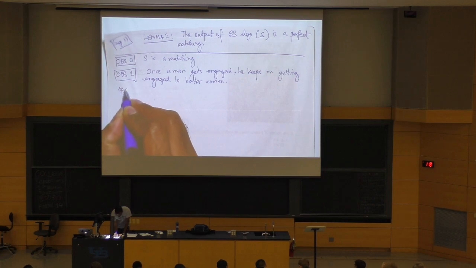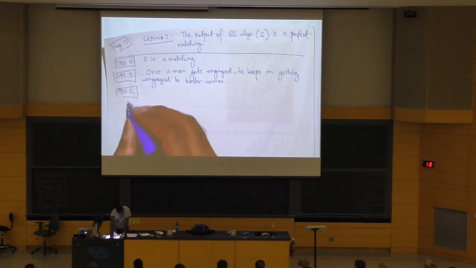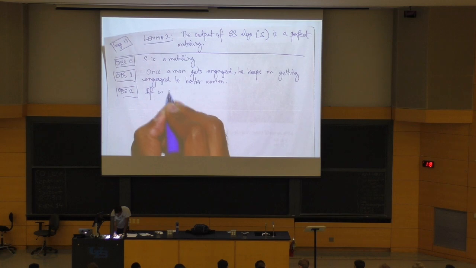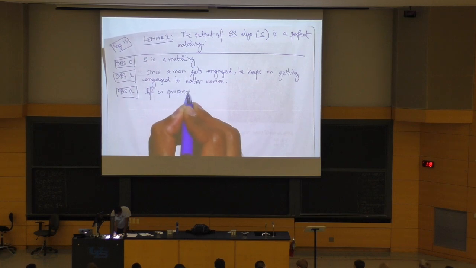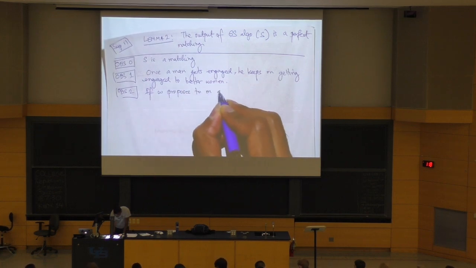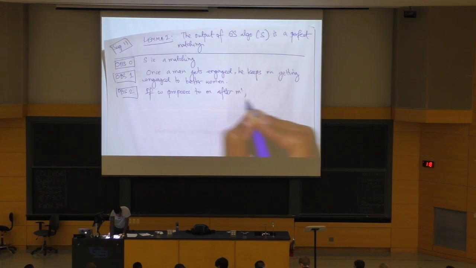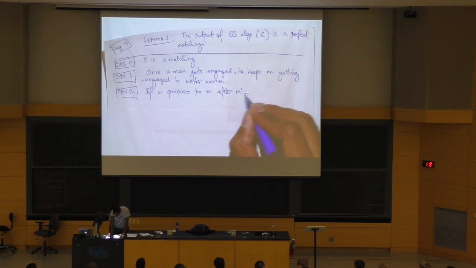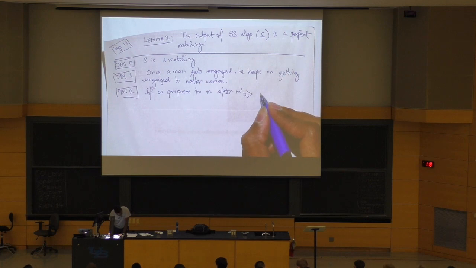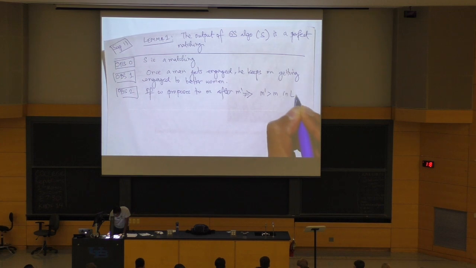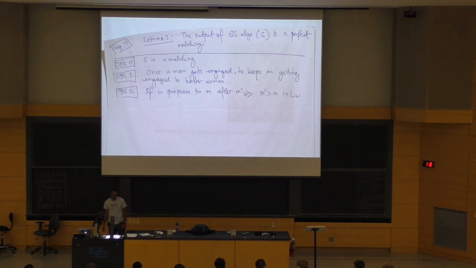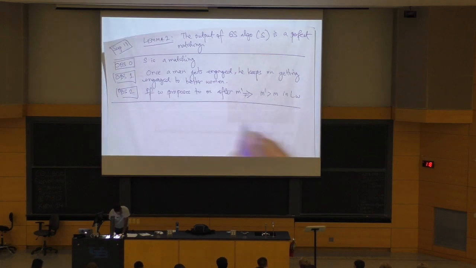The next observation is if W proposes to M after M prime, then it necessarily has to be the case that M prime is higher on W's preference list. So the other three observations, again, we are not going to prove them, but they follow from the algorithm statement. And I think I'd mentioned this last time.